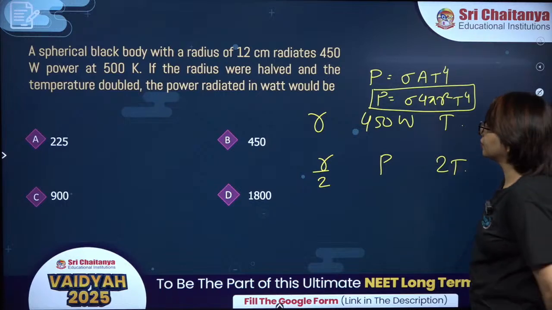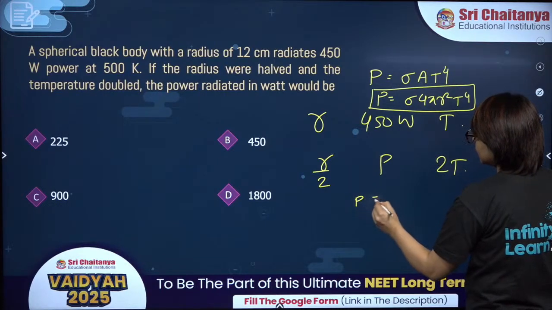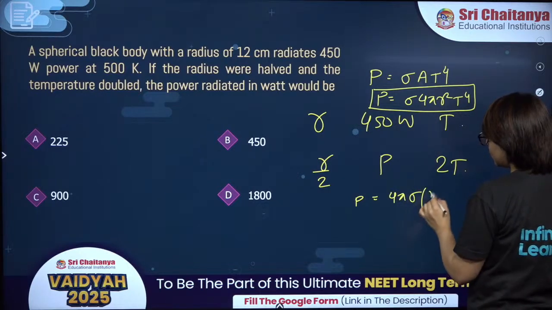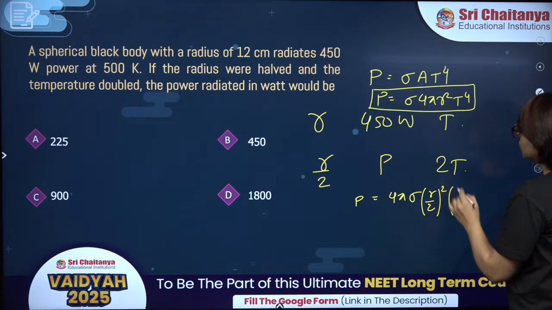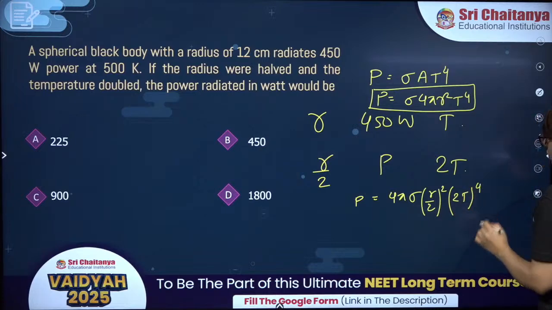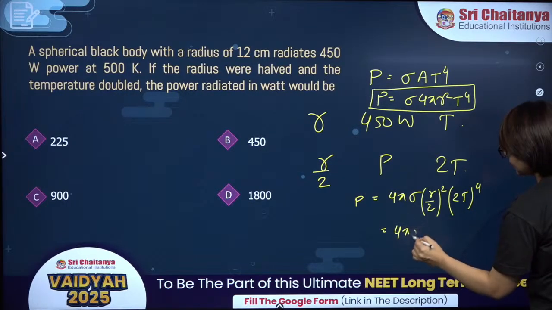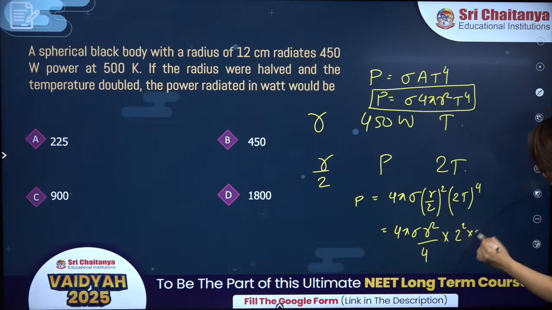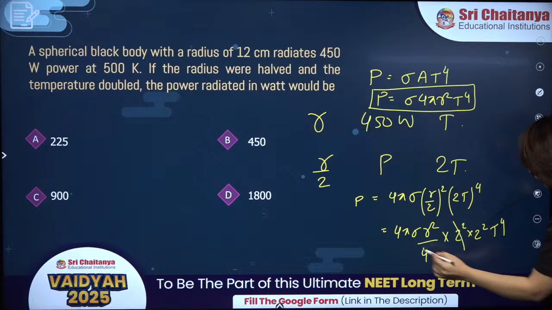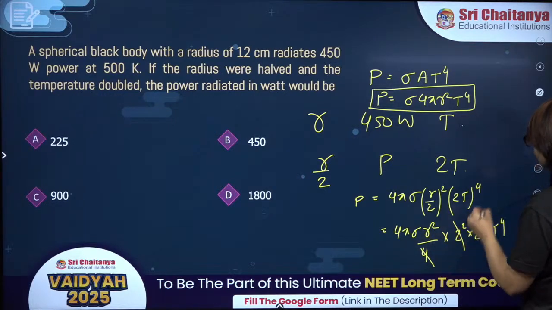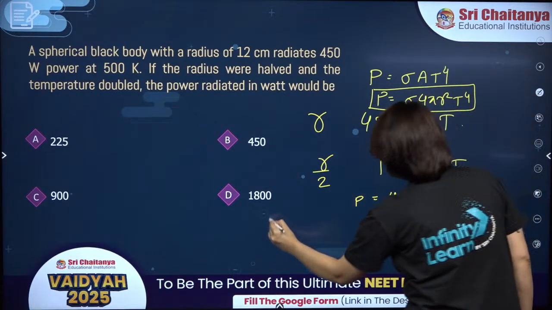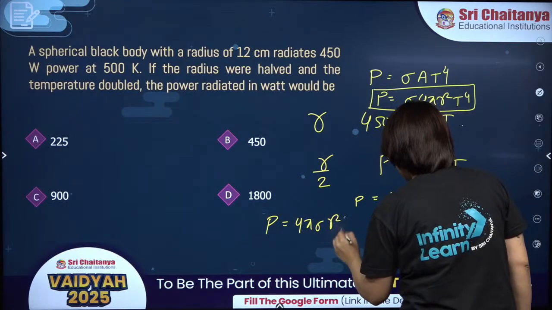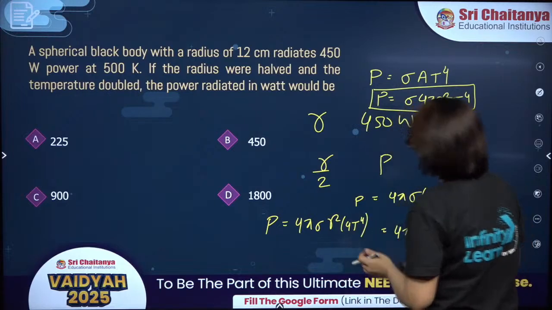What will come, children? For this, power is 4 pi sigma r square, which is r by 2 whole square, into 2T power 4, which is 4 pi sigma r square divided by 4, into 2 square into 2 square T power 4. So the 4 cancels. So power in the new situation is 4 pi sigma r square, 4 times T power 4. Okay?